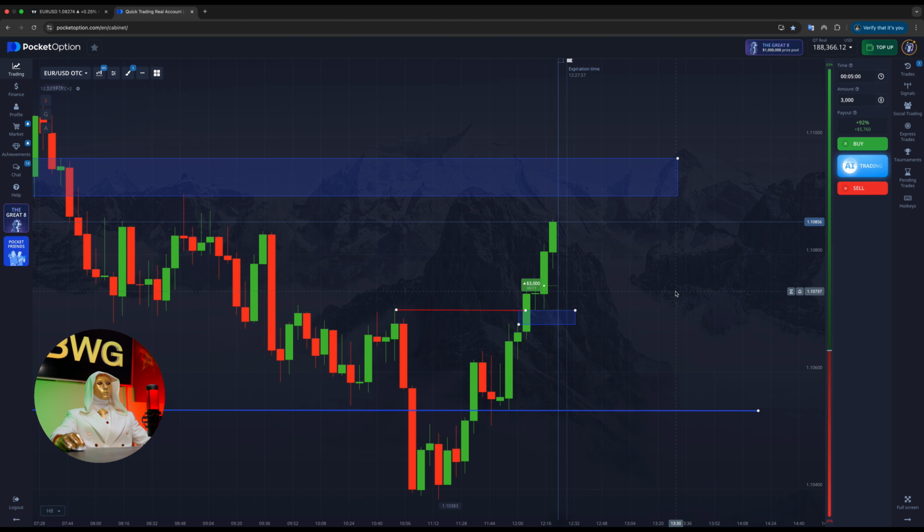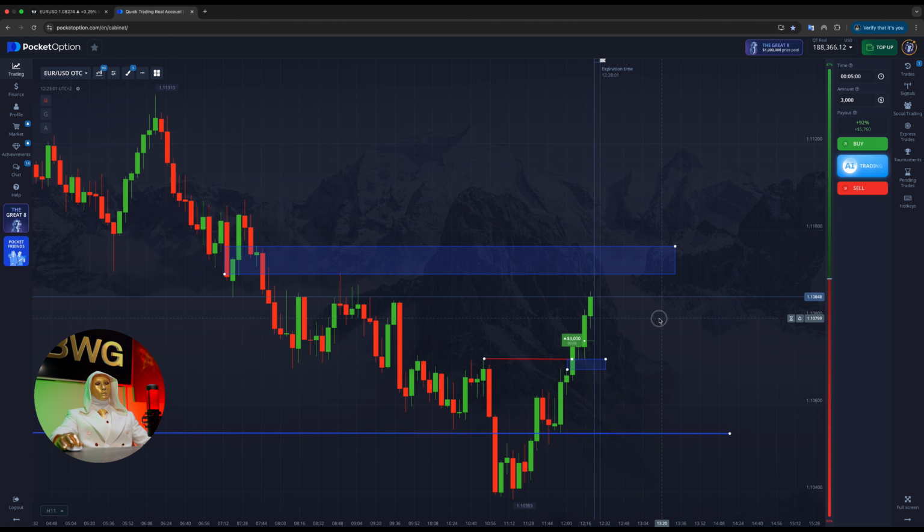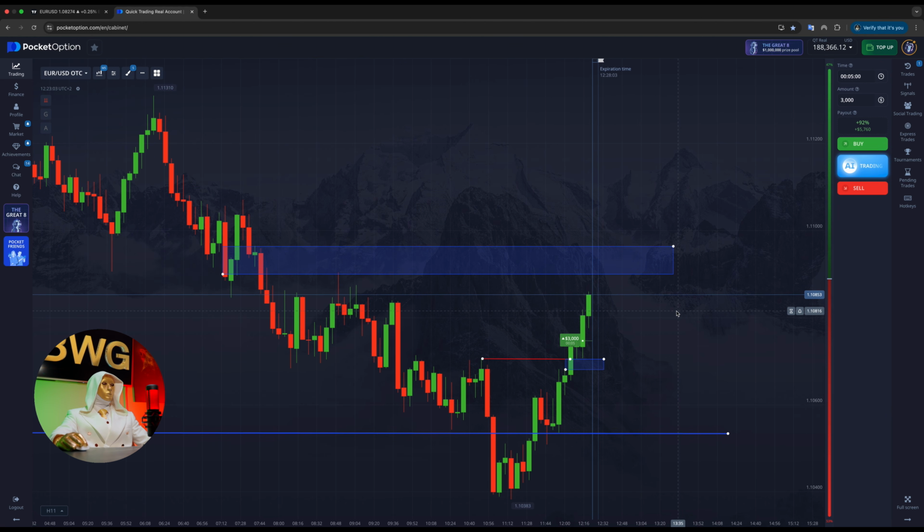Okay guys, 10 seconds left before the position expires. As you can see, the position works just fine and is moving in the direction of the goal I described earlier. Let's wait for the position to complete. Ready, 2,760 earned in 5 minutes of work on the OTC market.